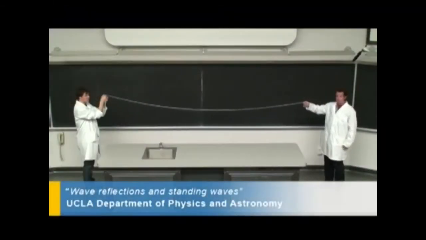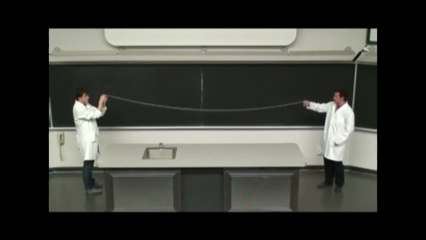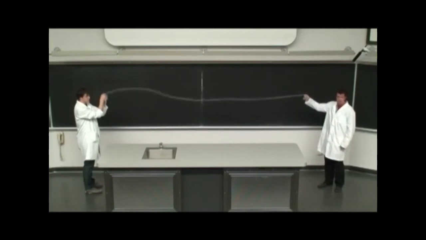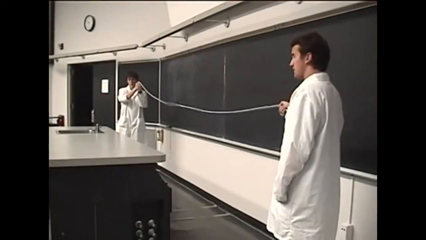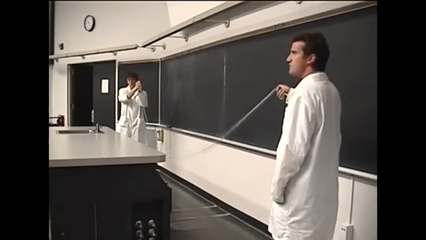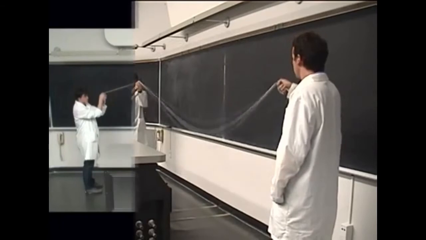Standing waves are a result of reflection and interference. As I send a single pulse down to this fixed end, you can see that it reflects upside down on itself. If I send a rhythmic pulse, it reflects on itself. This is the fundamental mode.